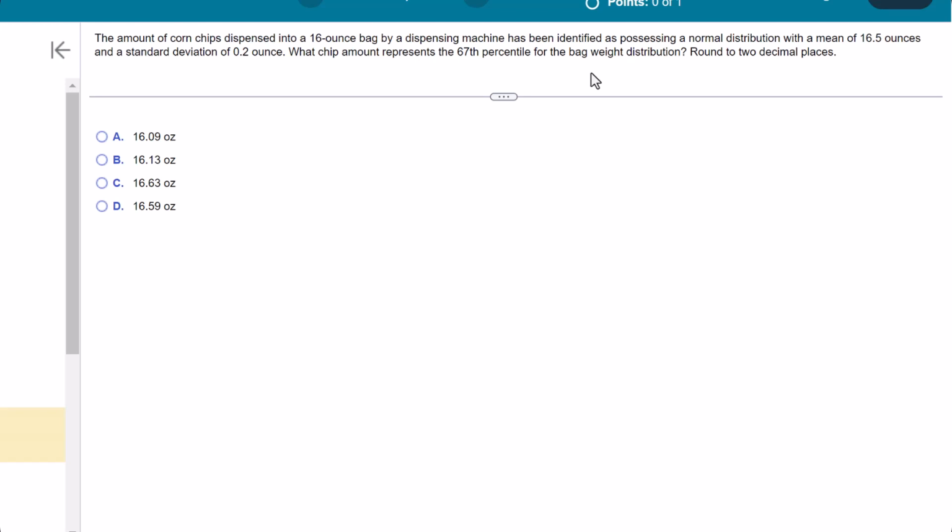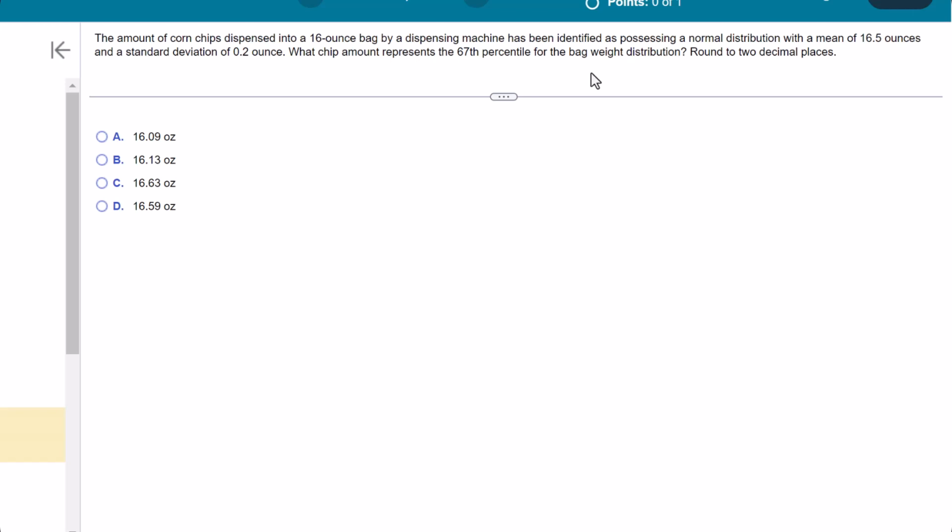The amount of corn chips dispensed into a 16-ounce bag by a dispensing machine has been identified as possessing a normal distribution with a mean of 16.5, standard deviation of 0.2. What chip amount represents the 67th percentile for the bag weight distribution?